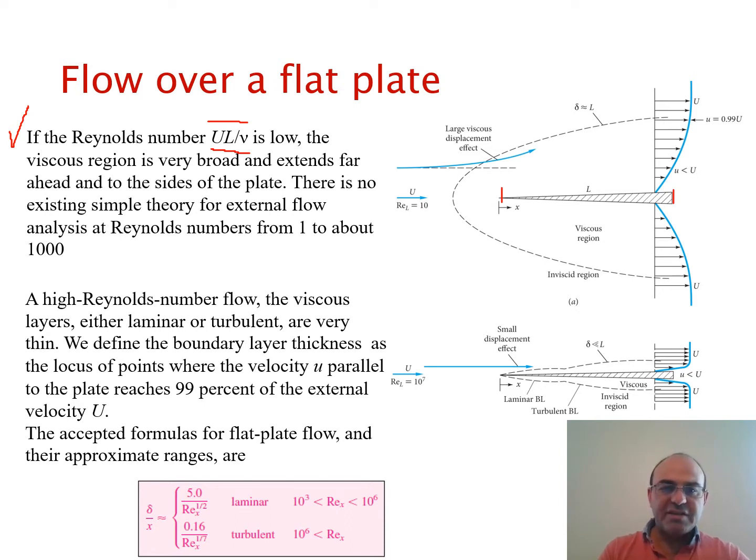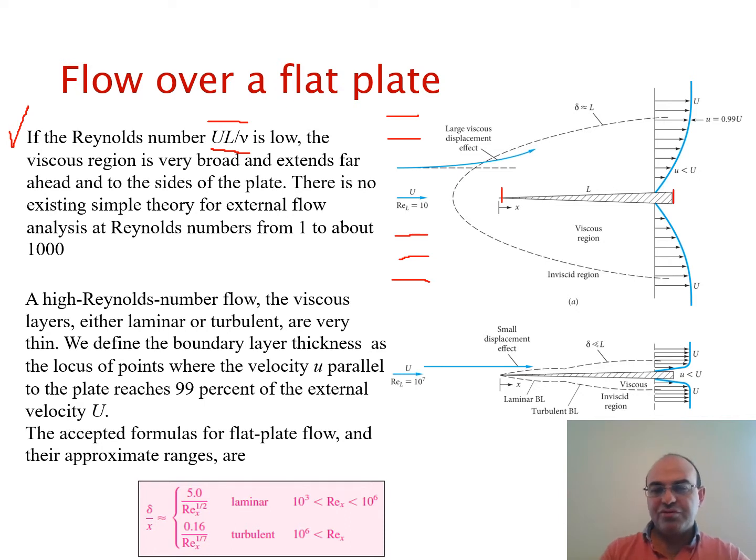If the Reynolds number is low, the viscous region is very broad. What do we mean by viscous region? Let's say here you have a uniform flow approaching this flat plate. In the uniform flow, there are no viscous effects because there are no velocity gradients. Therefore the flow is defined simply as velocity U, a constant. It's a very simple flow. Everything is known in that flow.